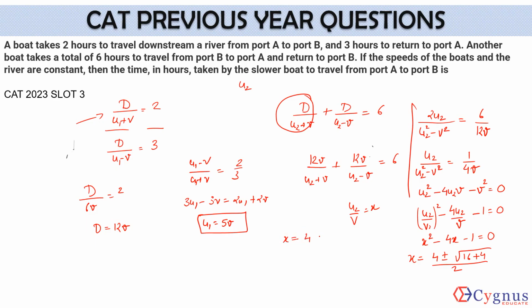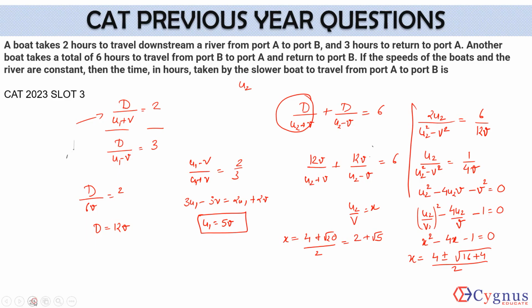X equal to 4 plus root of 20 divided by 2. Root 20 can be written as 2 root 5. 2 will be taken common. So effectively, I'll be left with what? 2 plus root 5. This is the value of X. And what was X? It was U2 by V.